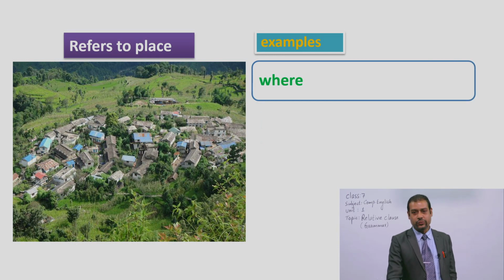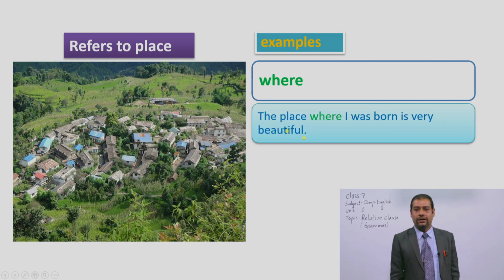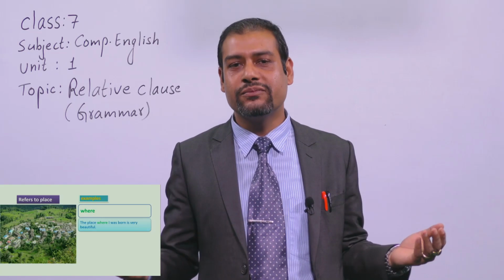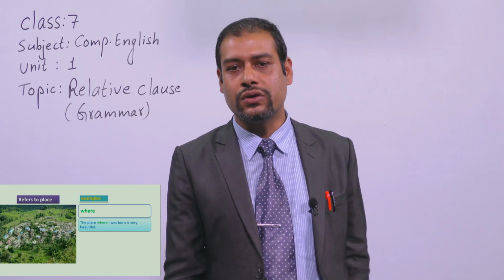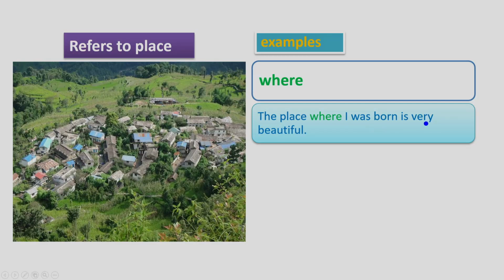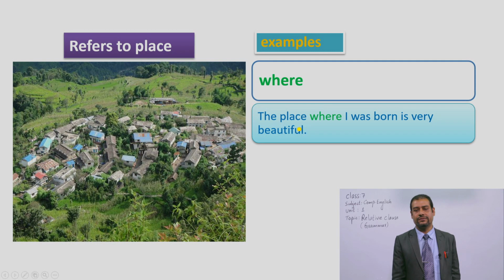Where? We use where. Example, the place where I was born is very beautiful. For example, I was born in this place. You were born in your own place. And you can break this sentence into two sentences also. Do you know it or not? If we want to make them one, at that time we can take help of this word, that is where. The place where I was born is very beautiful.